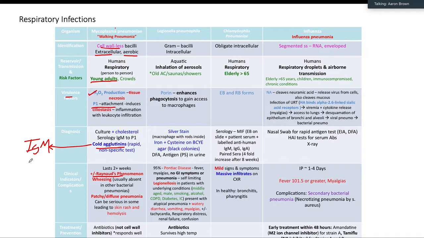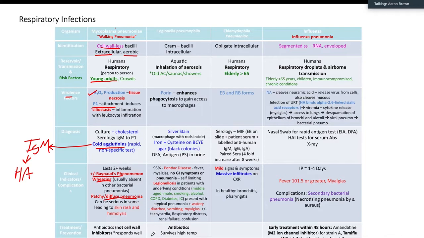Not in the spleen, and not in the liver, but in the small capillaries of our fingers, of our toes, places like that. We can see some Raynaud's phenomenon, right? So changing of color of our fingers due to vasoconstriction, wheezing because we're involving some of the lower respiratory tract, patchy and diffuse pneumonia on chest x-ray.